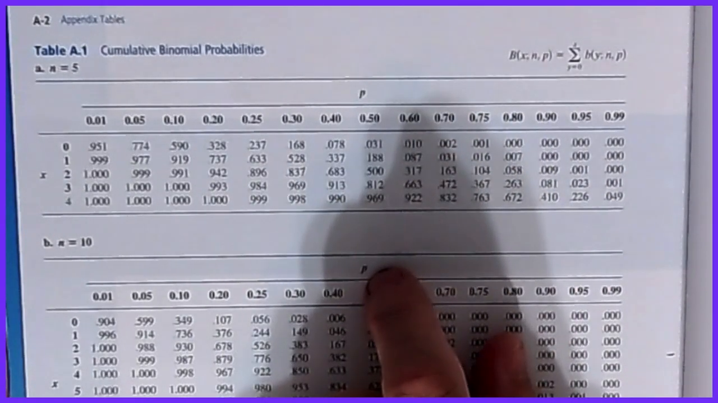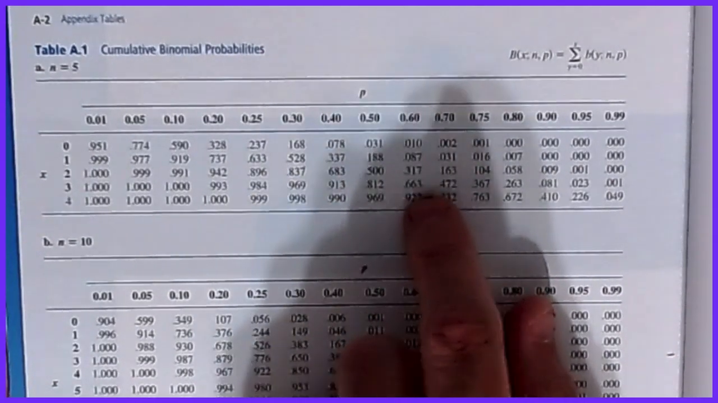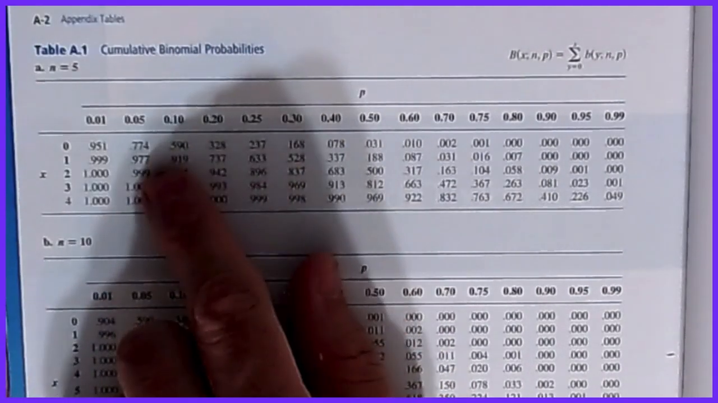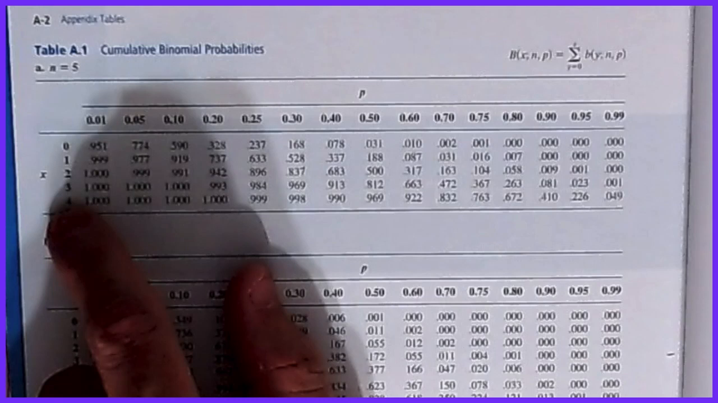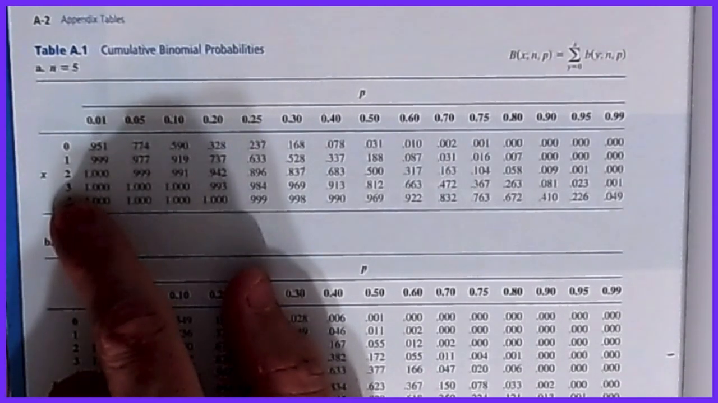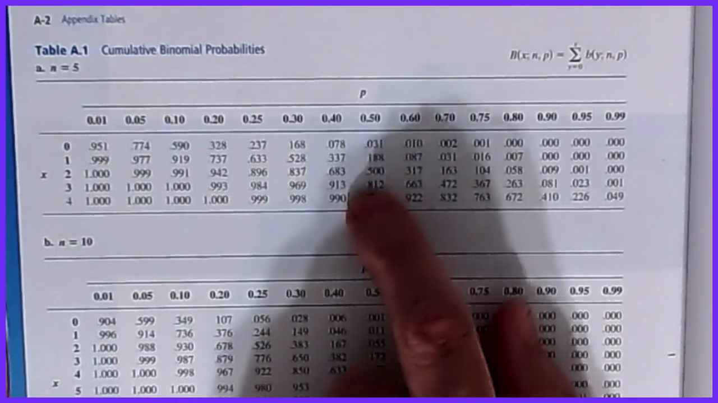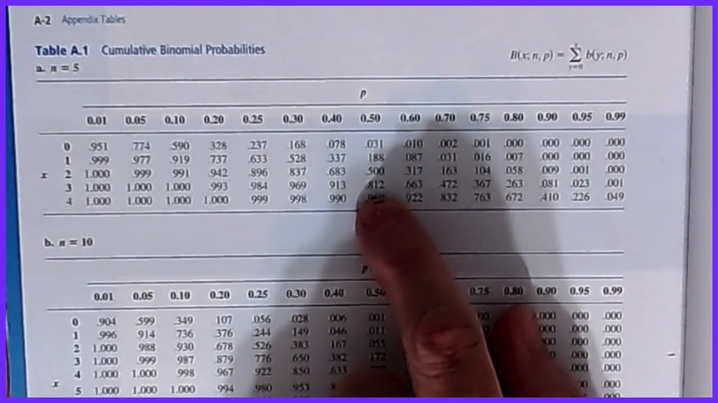And then all you have to do to calculate the cumulative is this: if I want the cumulative for my random variable less than or equal to, say, we're in the 5 table, say I want the 3 or less on here, all I do is read down to the x value, the value of the little x that I'm looking for, and then I read across to the probability that corresponds to the probability of success.